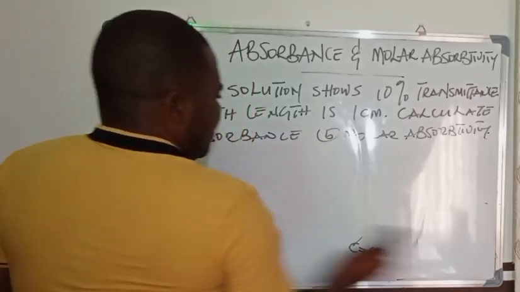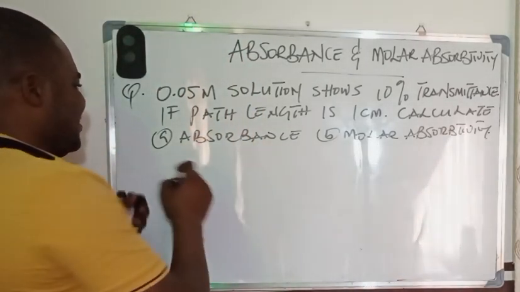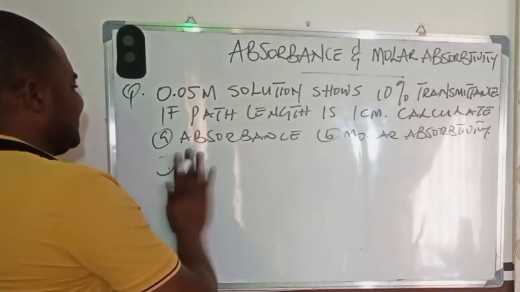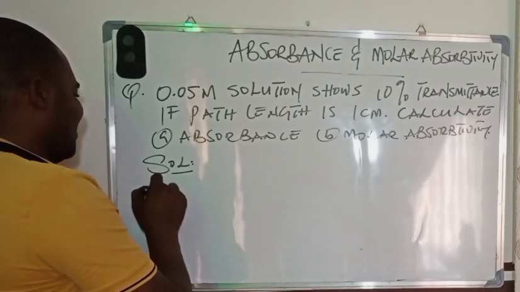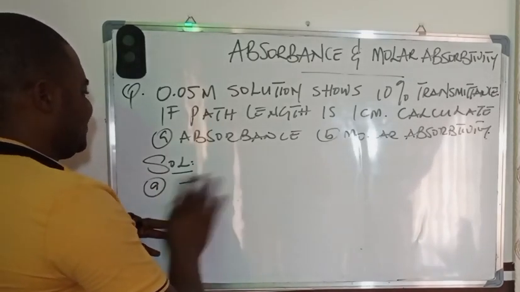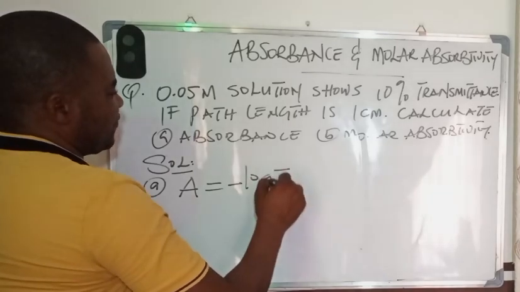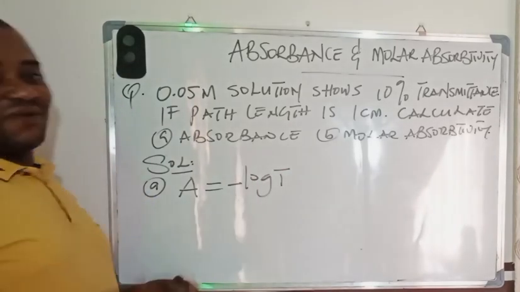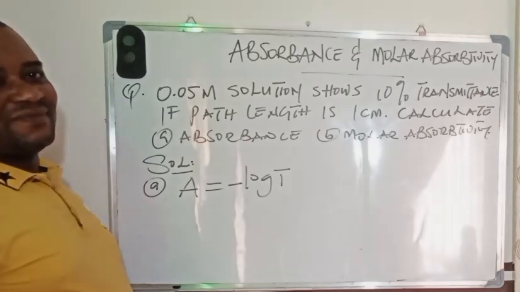Now, to solve this problem, it is simple. Remember that for A, let's say this is the solution. For A, absorbance is equal to minus the log of transmittance. That is the formula to calculate absorbance.